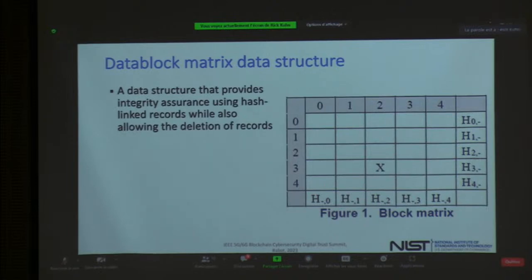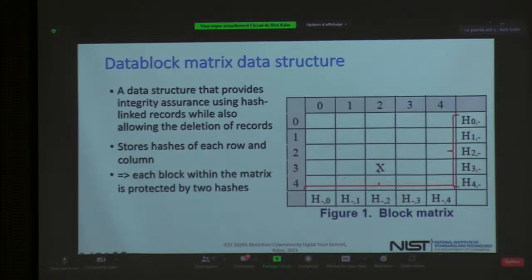So just to get into how it works, what we have done is simply provide hash values for every row and column of a matrix. In this case, every row here has a hash value, these H values. Every column has a hash value. And then each block within the matrix, for example, this one, is protected by 2 hash values: this one, and this value here.